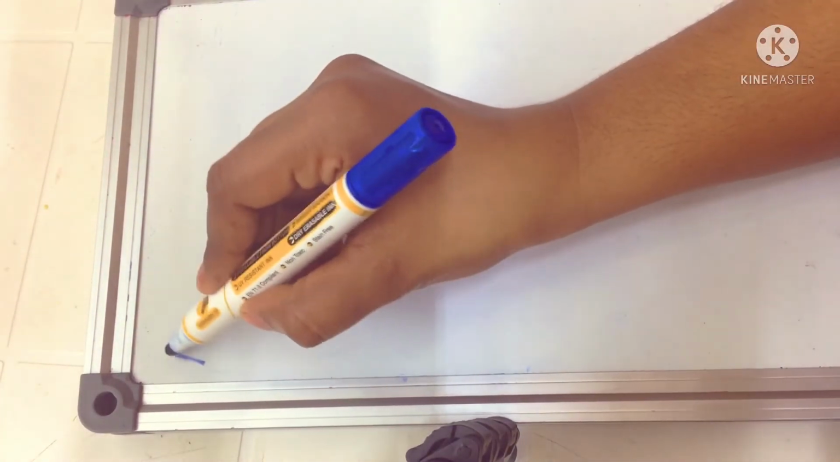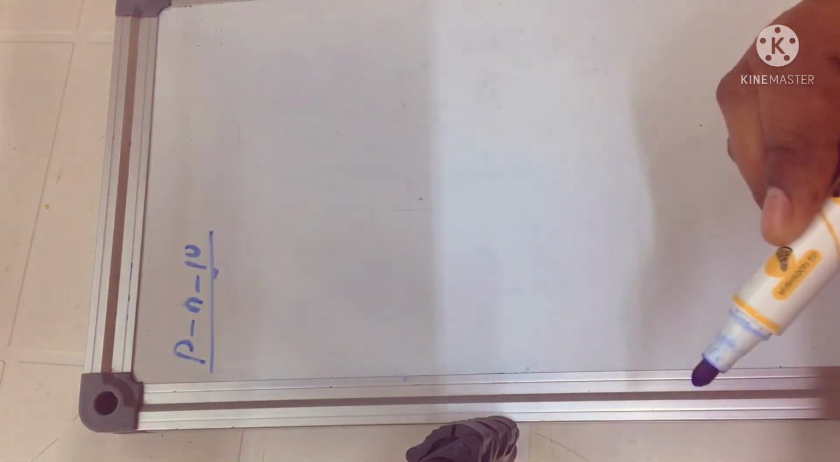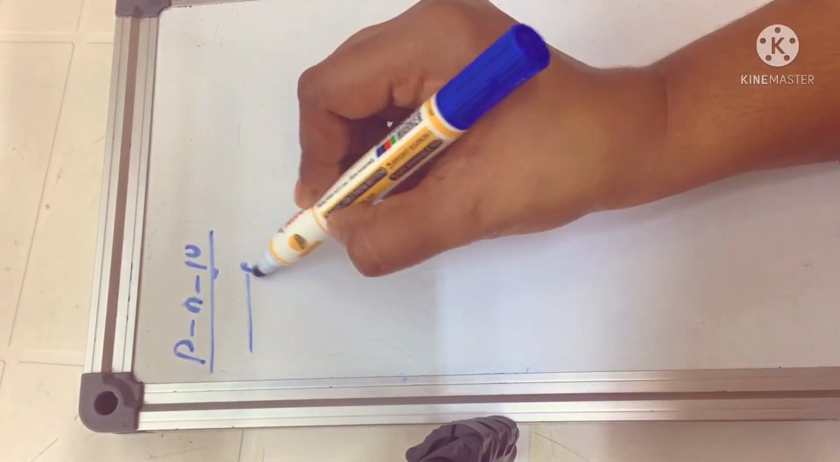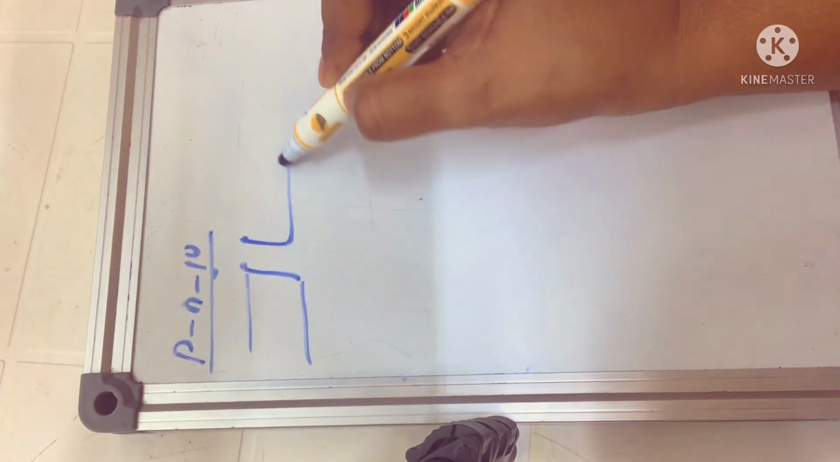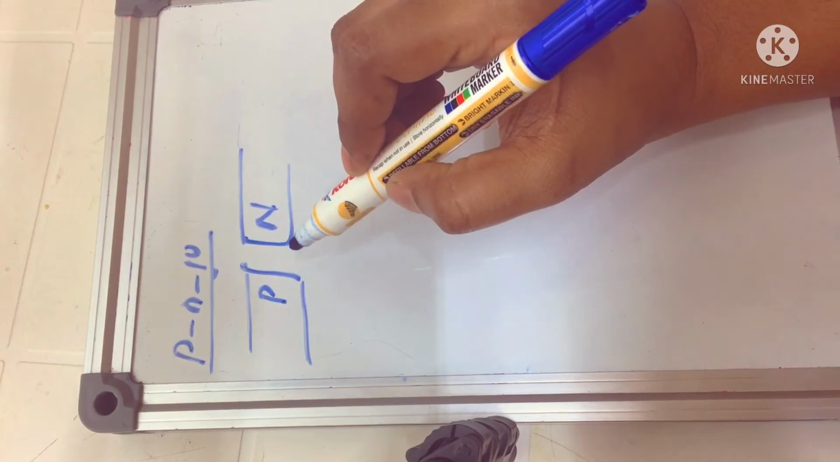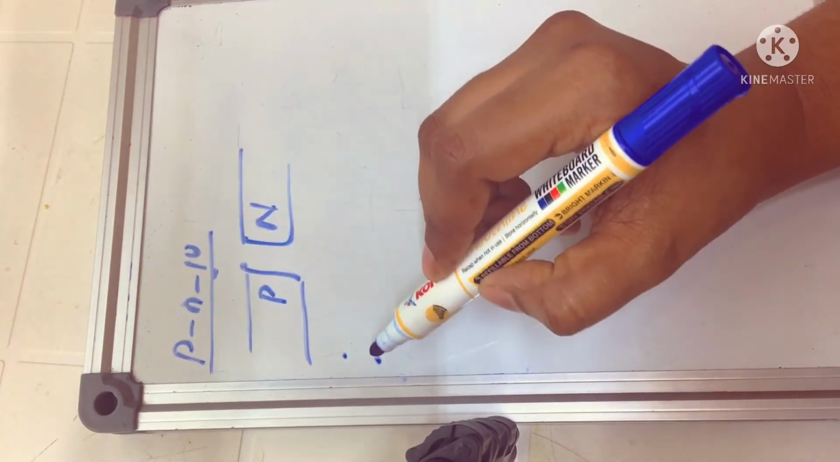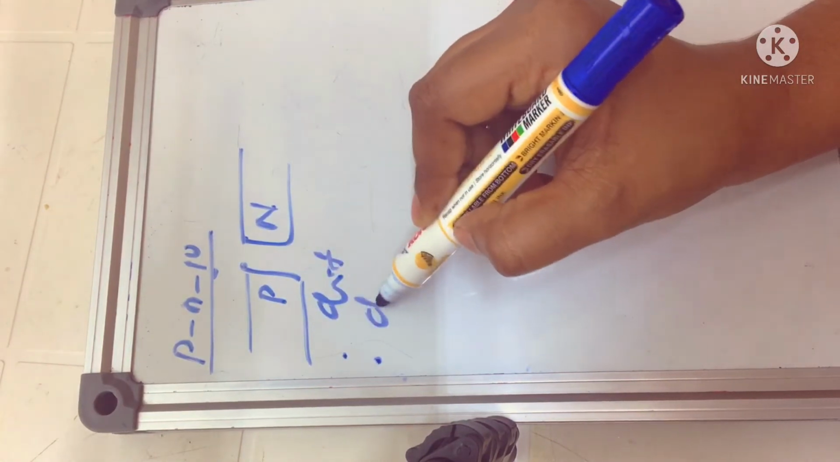Next is p-n junction. What is a p-n junction? It is the junction formed by a p-type semiconductor and an n-type semiconductor. How is a p-n junction formed? There are two processes to form a p-n junction: one is diffusion and the other is drift.